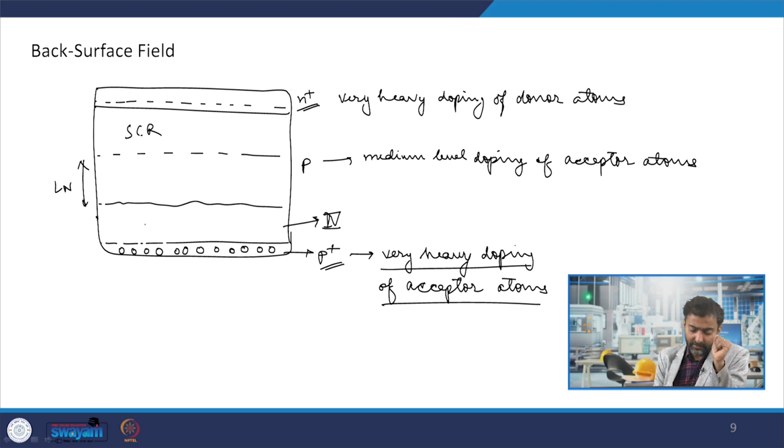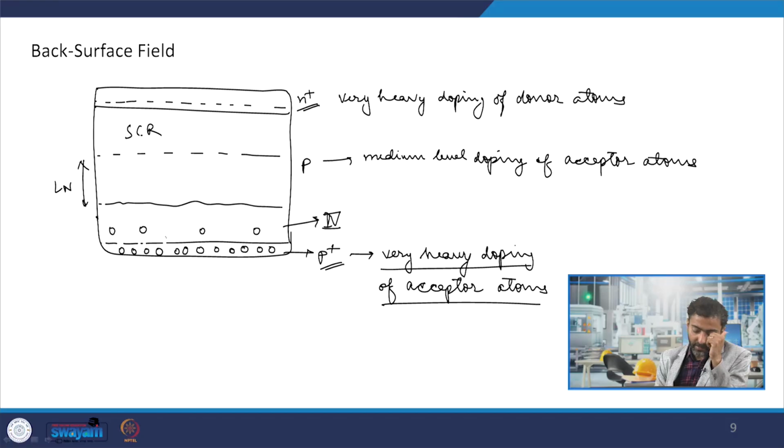P type also has excess holes, but not in that heavy a concentration. So, just a schematic diagram to represent that. There are excess holes on the P side, but not a very heavy concentration. P plus also has excess holes, but in a very heavy concentration. Again, as we have been discussing, whenever you put two types of semiconductor materials with differential doping and they are touching each other physically back to back, there is a physical boundary between them, then there is a diffusion of charge carriers from the higher concentration side to the lower concentration side.